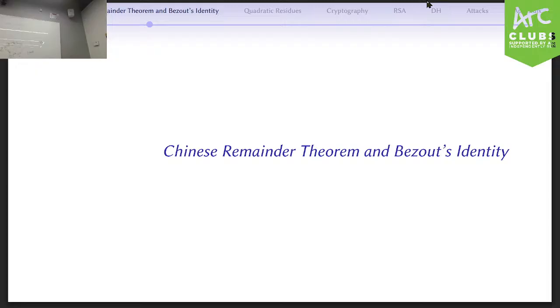Okay, so I'm going to talk about these two main theorems. These are two very, very important theorems. You're going to see them all the time: the Chinese remainder theorem and Bezout's identity.